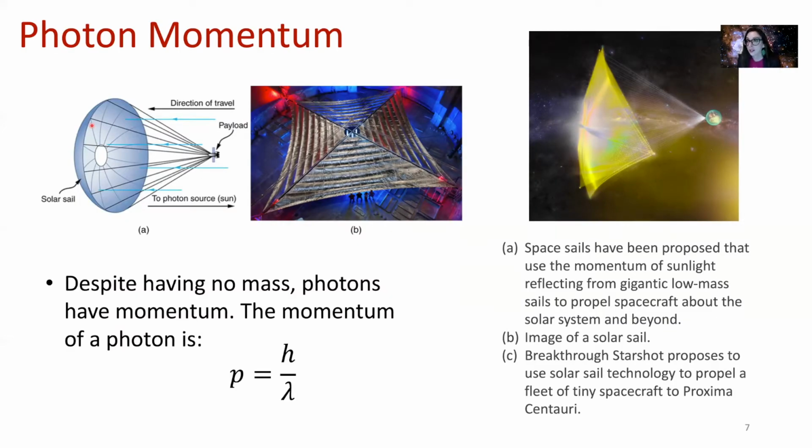Now, photons have no mass. Our electrons, our protons, they all have mass, but photons are massless. Despite having no mass, photons actually do have momentum. The momentum of the photon is equal to Planck's constant divided by the wavelength of the photon. In our classical depiction of momentum, momentum is equal to the mass times the velocity of the particle.